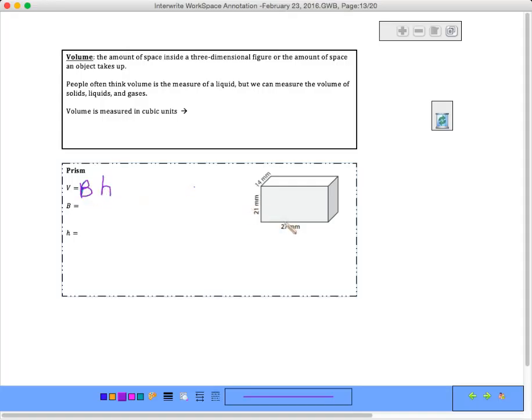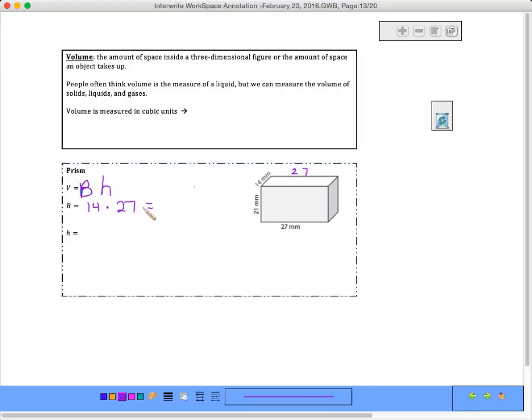So we have to know what the area of the base is. So I'll call this the base. That's 14 by 27. So to get the area of that rectangle, we're going to take 14 times 27, which is 378.